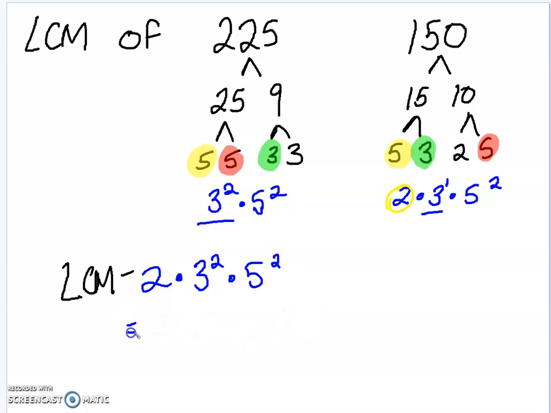So we could multiply this together. We get 2 times 9 times 25. So the least common multiple between these two values is 450.